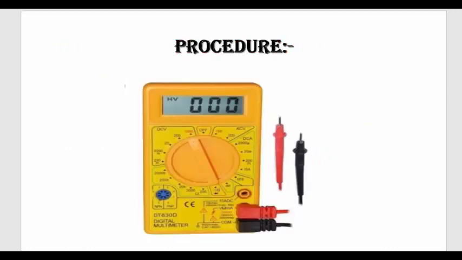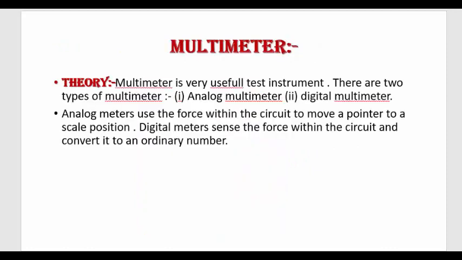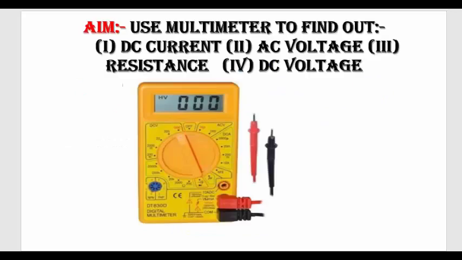Now what is the procedure? In our experiment, we have to find out DC current, AC voltage, resistance and DC voltage. Now first, how can we find out the DC current? First of all, these are the terminal meters, and these terminal meters are connected to the test leads. Further, these test leads are connected to the DC source. DC source may be a 9-volt battery.